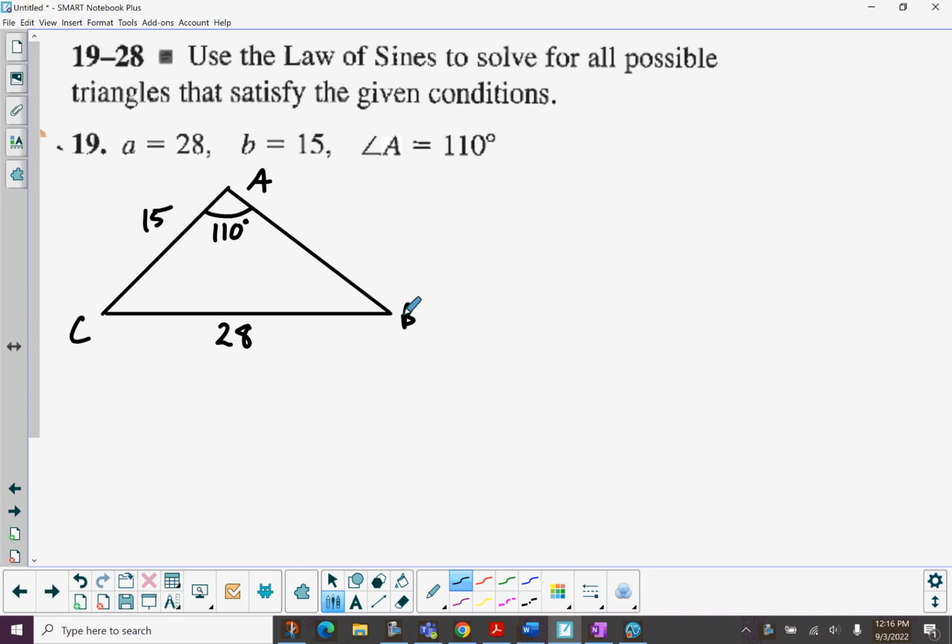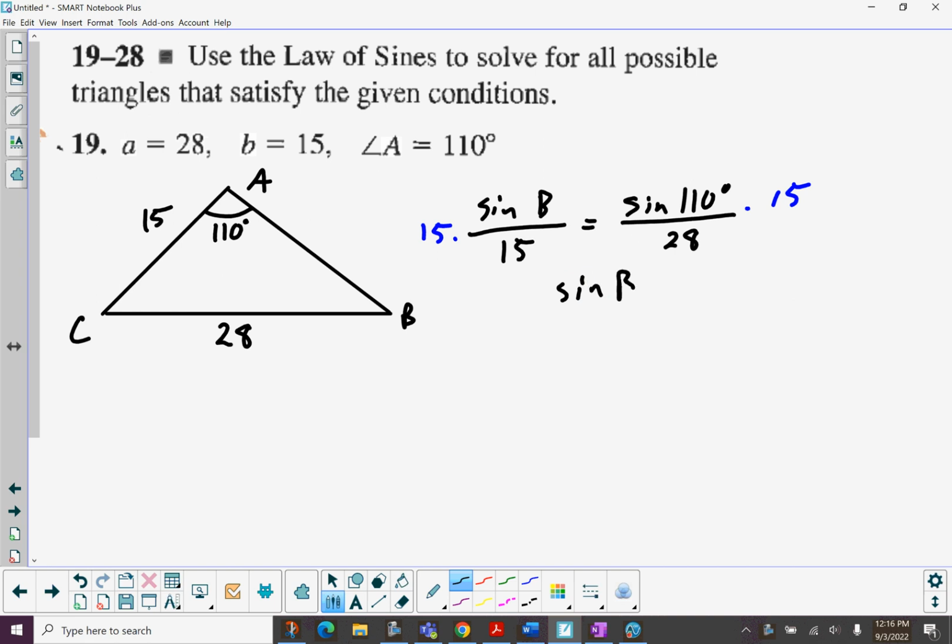Law of sines, well, all right, let's try and find the measure of angle B because we know the length of side B. So I could say that the sine of angle B divided by 15 is equal to the sine of 110 degrees divided by the length of side A, which is 28. We don't have to worry too much about a cross product this time. Just get rid of that denominator, multiply both sides by 15. This will tell us the sine of angle B.